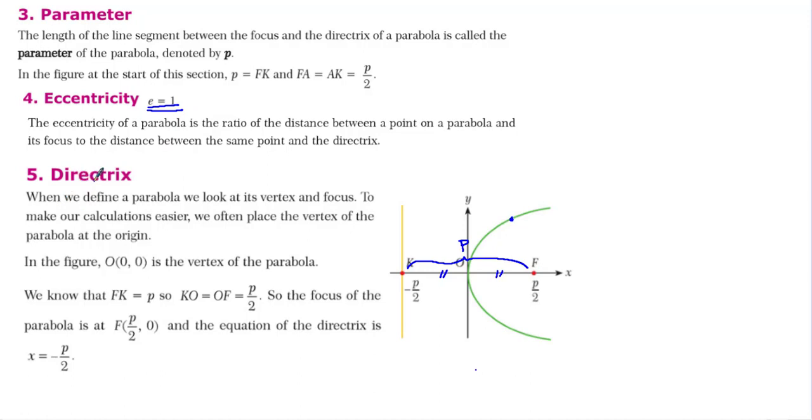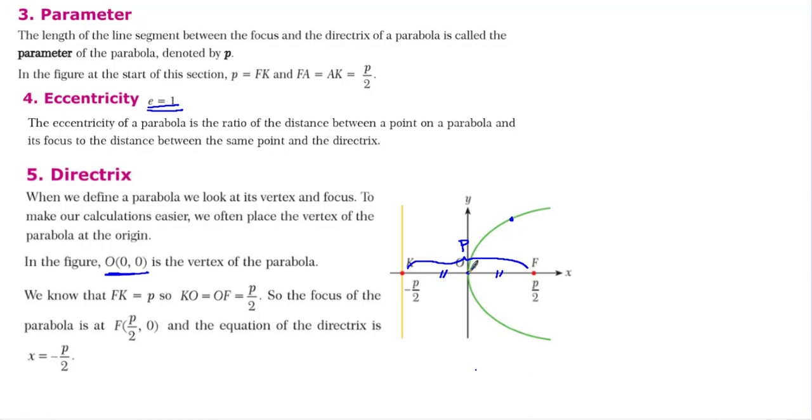Okay, what is the directrix? At the beginning we talked about how to find the directrix formula. Actually, it is given here. The important part is that the corner point or the vertex point should be on the origin. If it is on the origin, and the focus point is at p over 2, then the directrix should be at minus p over 2. That's the most important part.